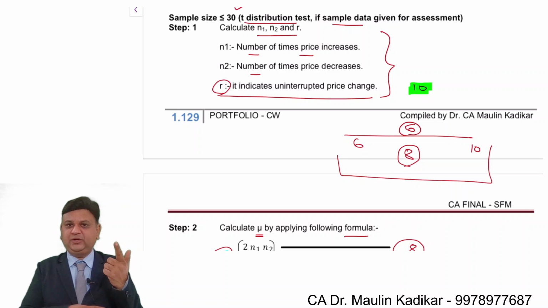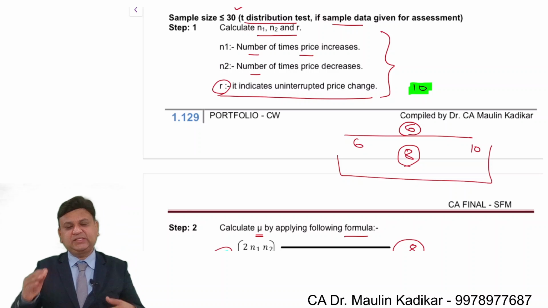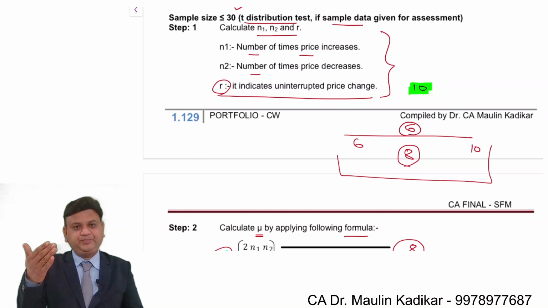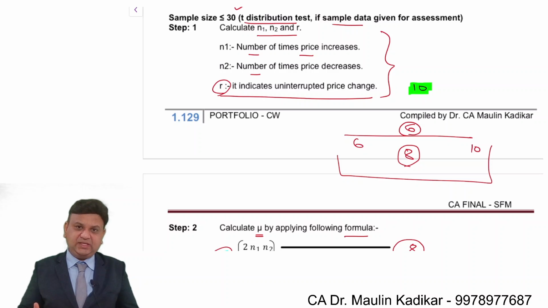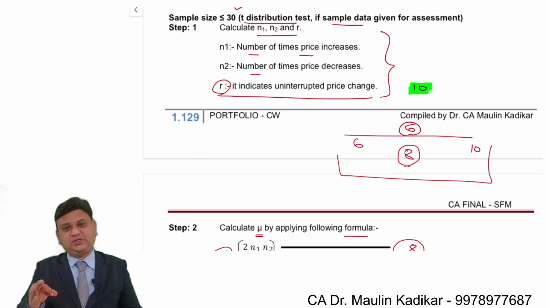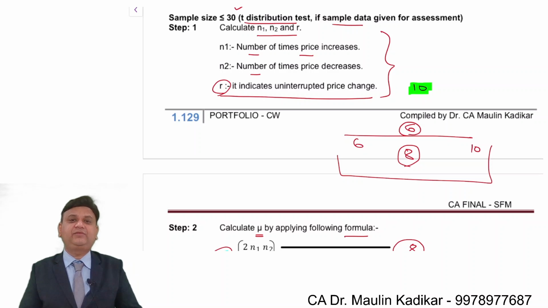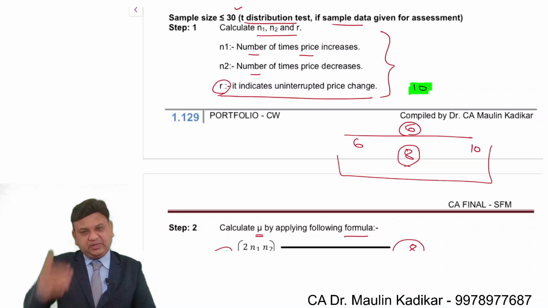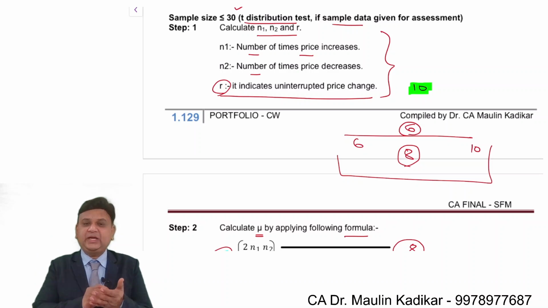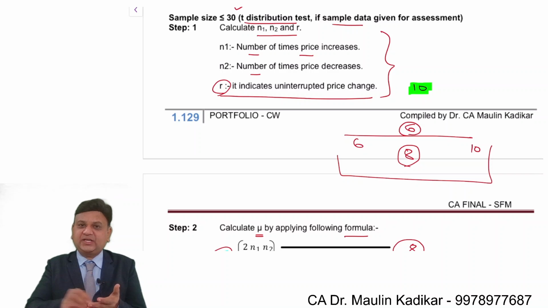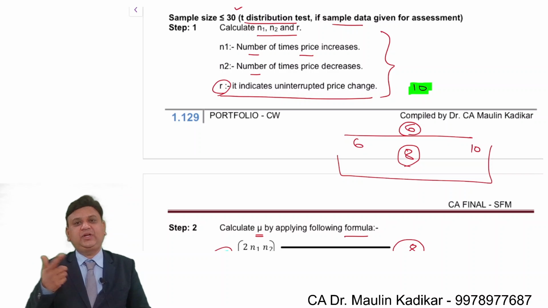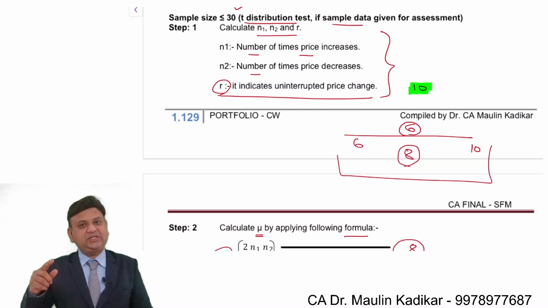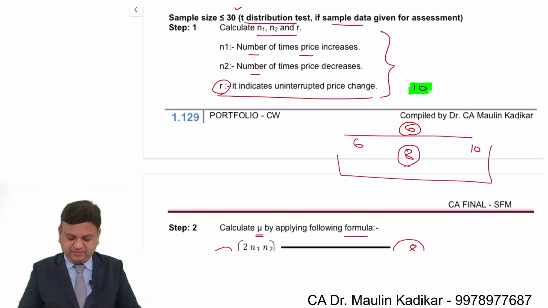Second, listen carefully to me. We will make the calculation of N1, N2 and R. N1 is number of times price increases, N2 is number of times price decreases, and R is actually the uninterrupted sequence of the price change. Means price moving up for how many times, price moving down for how many times. It means the price is going in one direction for how many times. That direction may be positive, that direction may be negative.